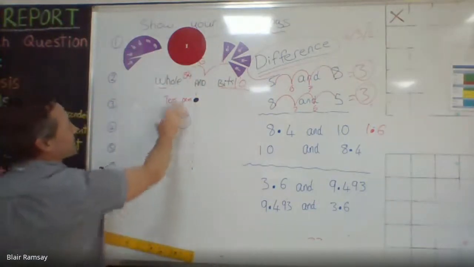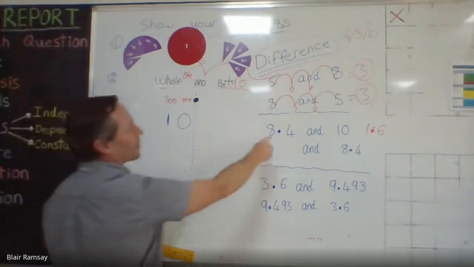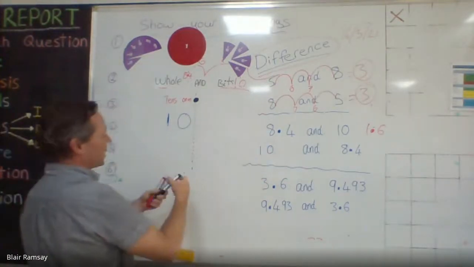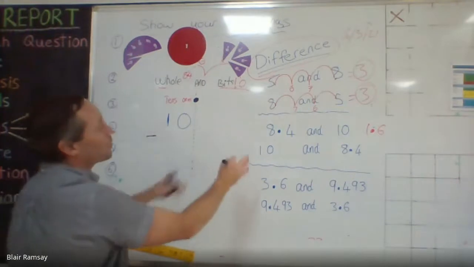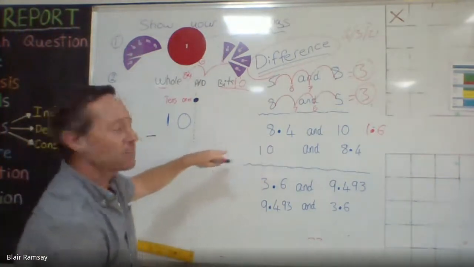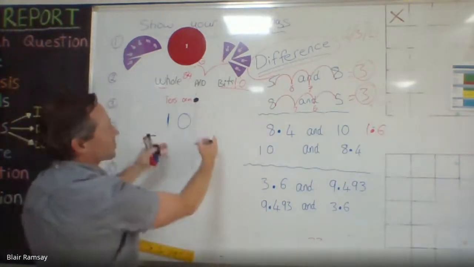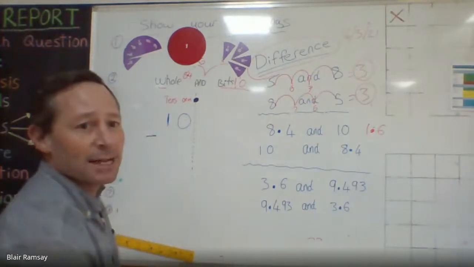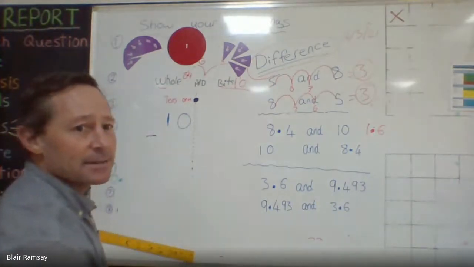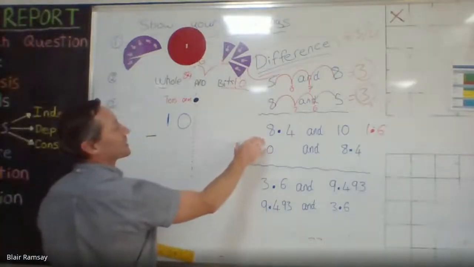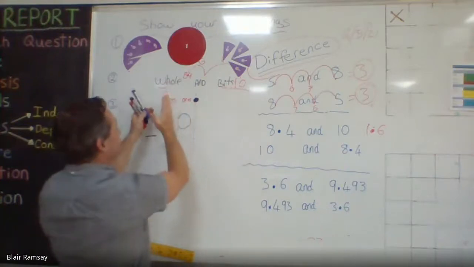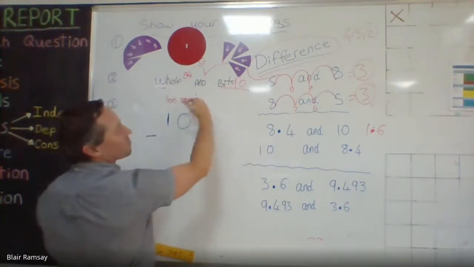So at the moment I've got 10, and I'm going to minus 8.4. So I'm going to put a minus here. Where would I place 8.4 so I keep everything lined up? Where would I place that? At the bottom, okay. So where would I place the 8? Which is it, in the 10s, the 1s? Where?